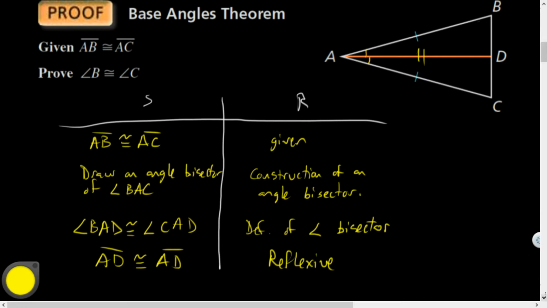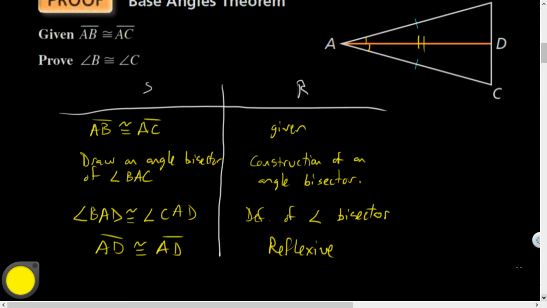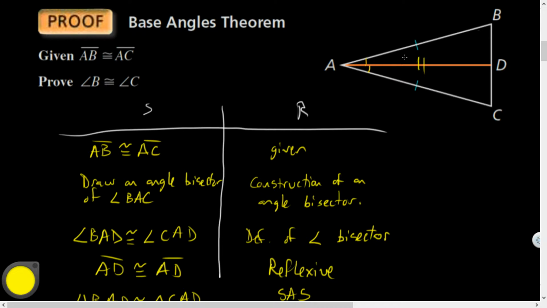Do I have enough information to prove the triangles are congruent? Yeah. I could say that triangle BAD is congruent to triangle CAD. How do I prove that? Yeah, side angle side. Currently our only means of proving triangles congruent. And now here's some logic. I just showed that these two triangles are congruent.